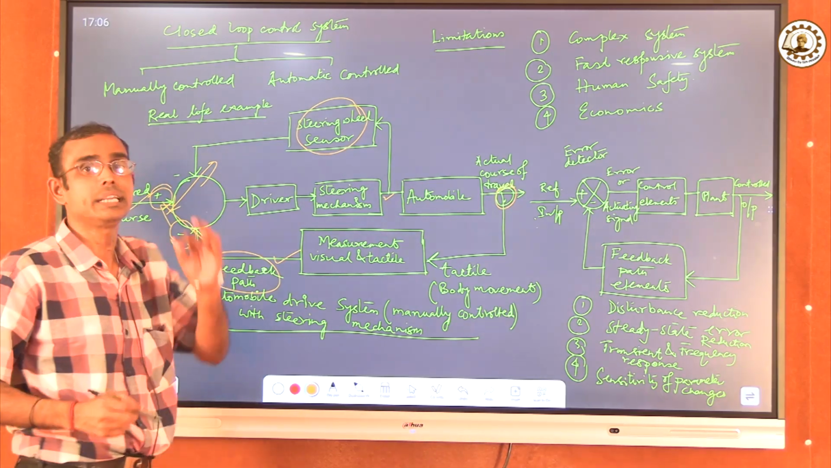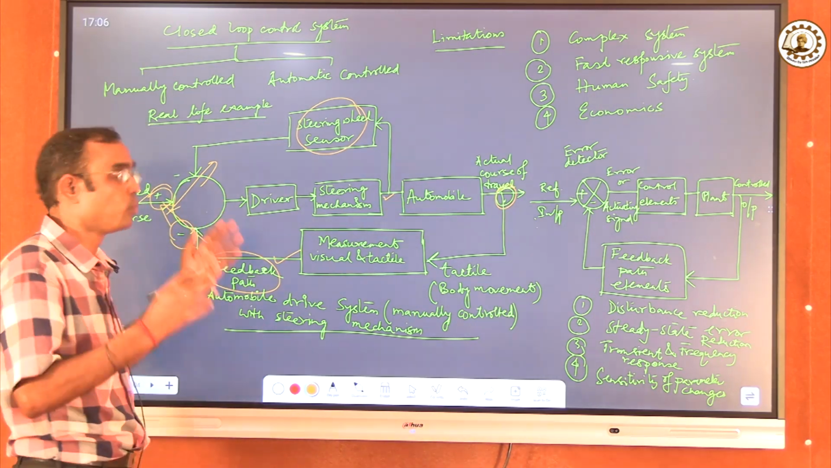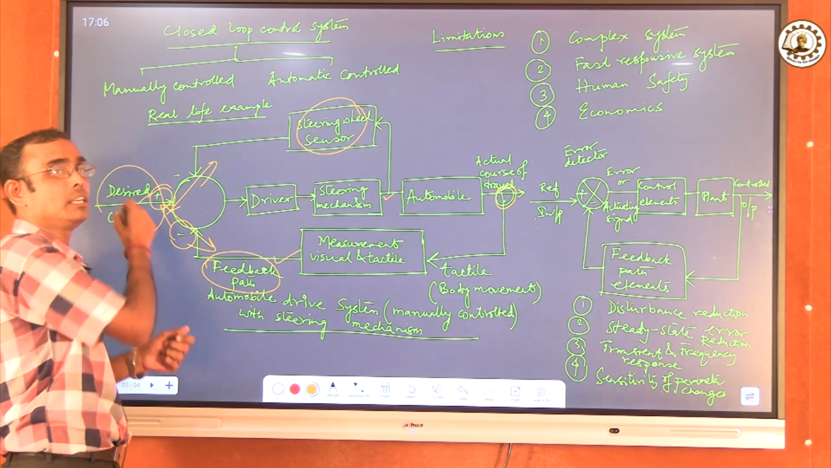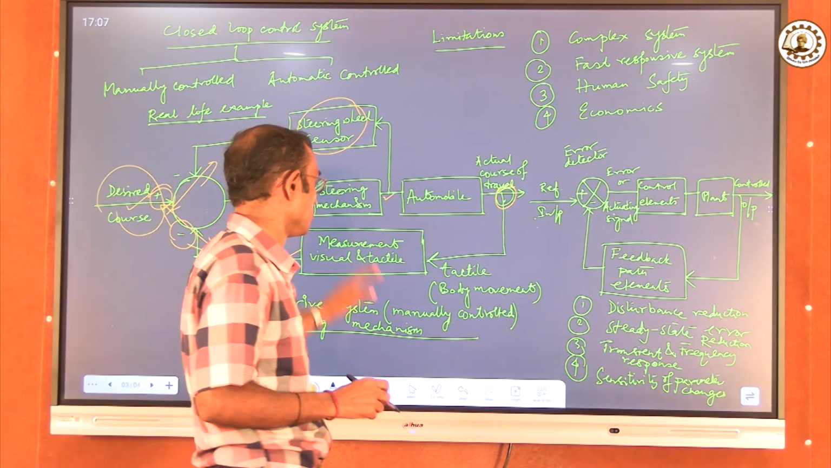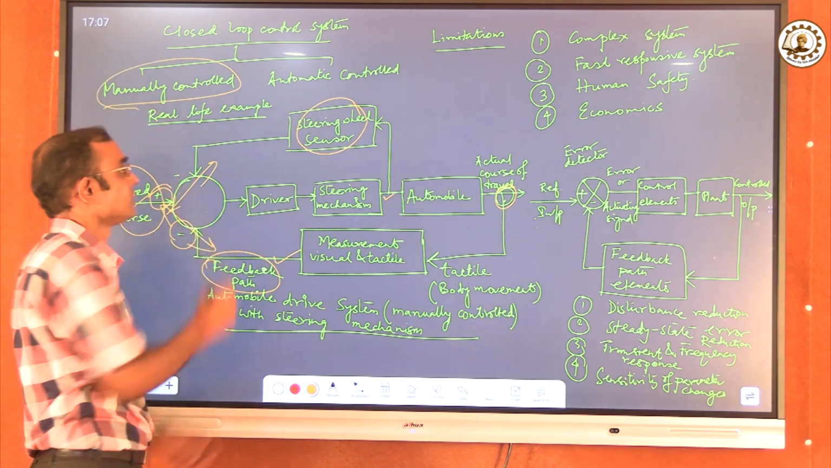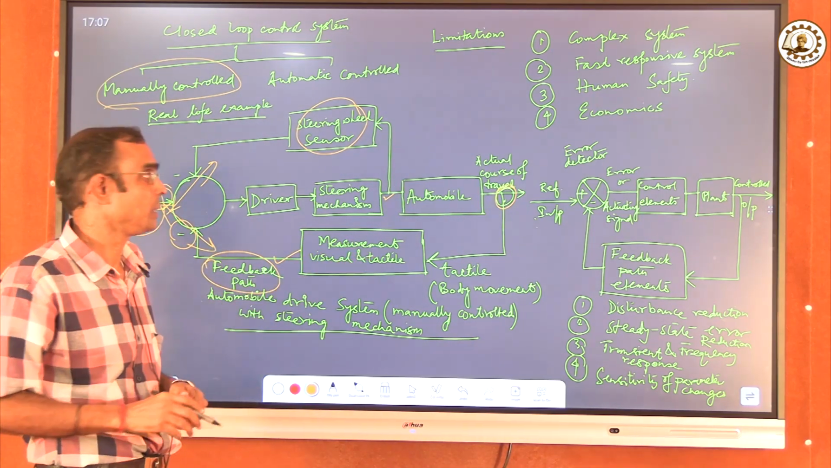So this comparator is getting two feedback paths, and both the feedbacks are being compared with this desired course, that means the reference. So this is basically nothing but a manually controlled closed loop system, a real life example, a very common example.